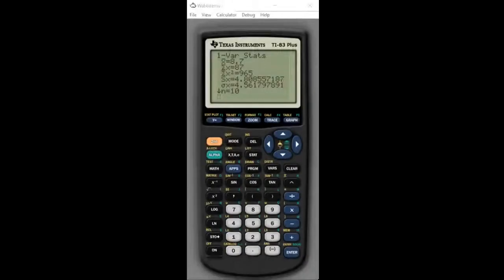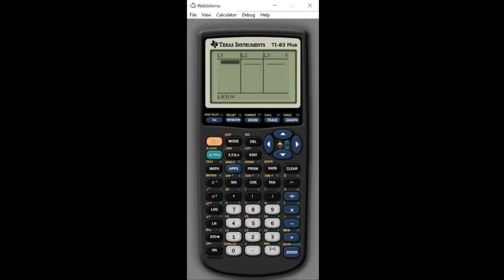Let me see. I think you guys can, okay, you can see it. So what I'm going to do is go second quit, or exit clear. Okay, I'm going to come back to stat, go to number 1, which says edit, and I want to clear this out. I don't want those numbers anymore. So I go up to the top where it says L1, hit clear, and then hit enter, and everything is now cleared out.